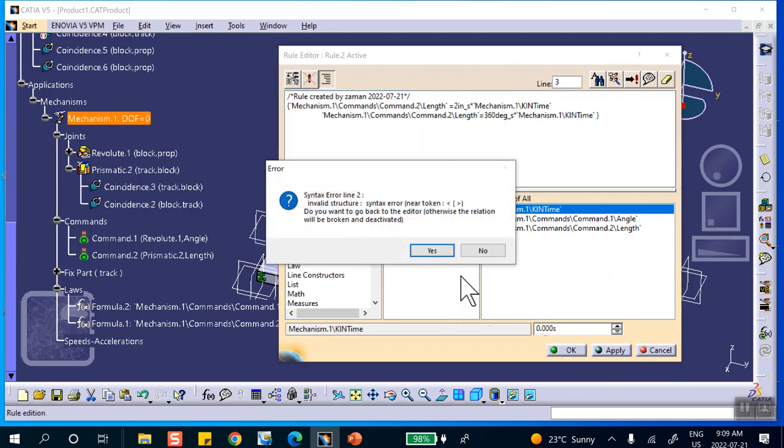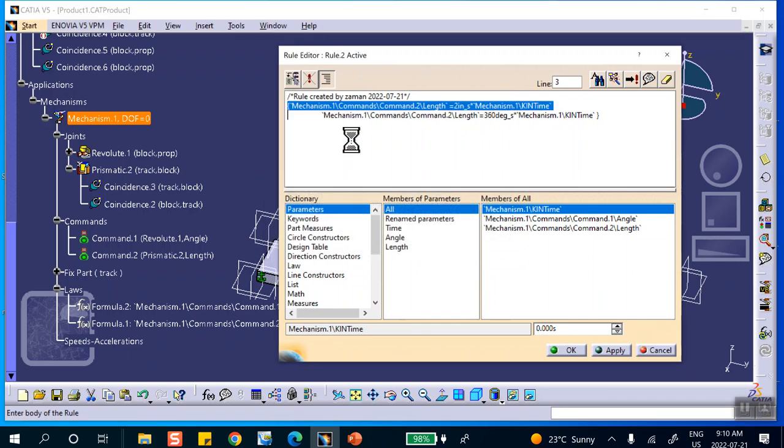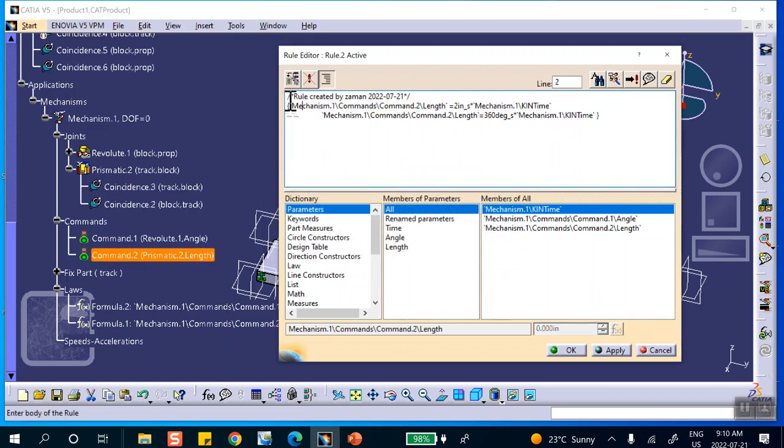Can I do the same thing here? It's the same message, right? What does syntax error line 2 over here? Braces. Okay. You know what I'm going to do? I'm going to say yes. I'm going to take away those braces. Let's see what happens then.